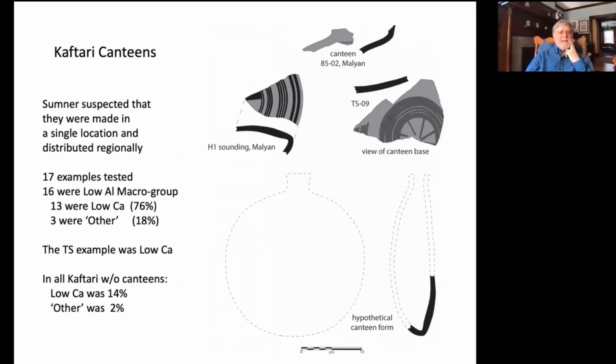So Sumner thought that Kaftari canteens were a really good candidate of a distinctive pottery type that was produced in one place and distributed regionally. So he broke off little pieces of each of the canteens that we found in the excavations at Malian and brought them back to Penn for compositional sampling. They had never been tested, but Leah Mink and I were able to grind them up and put them in the reactor and look at their compositions. Interestingly, they were the low aluminum macro group.